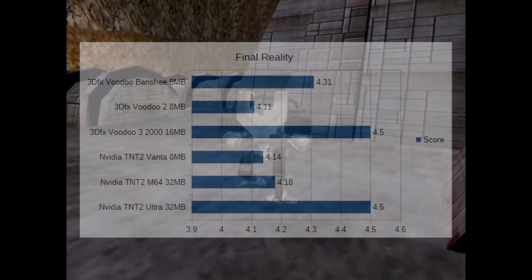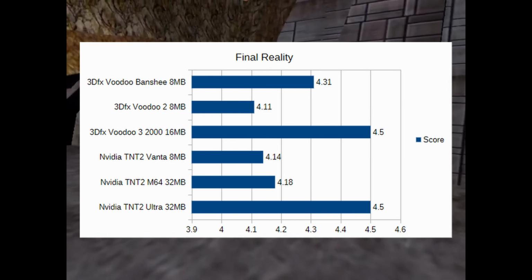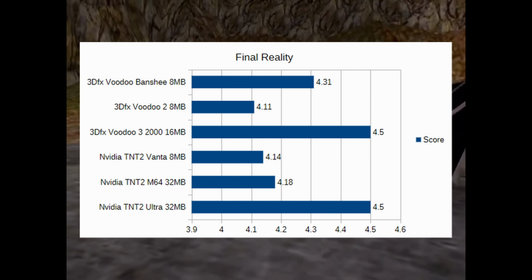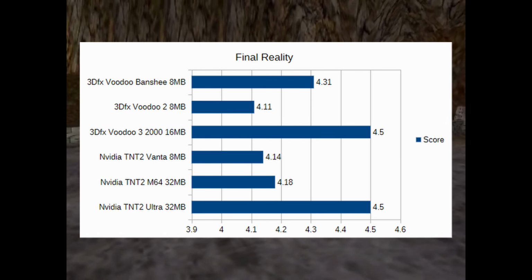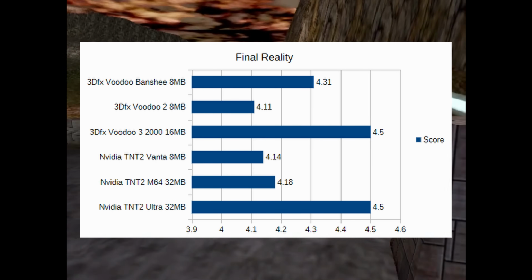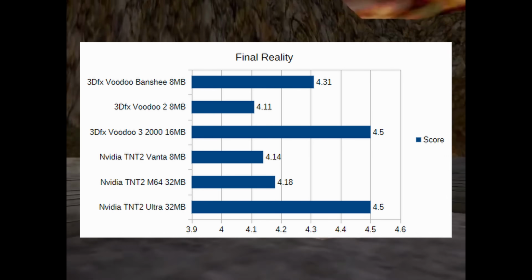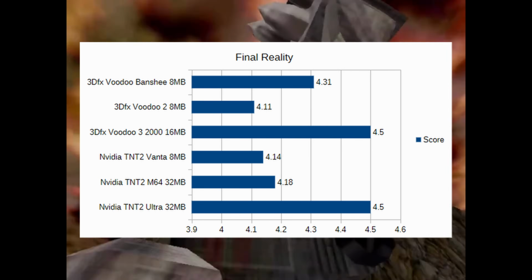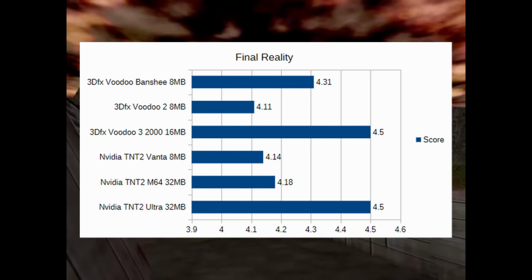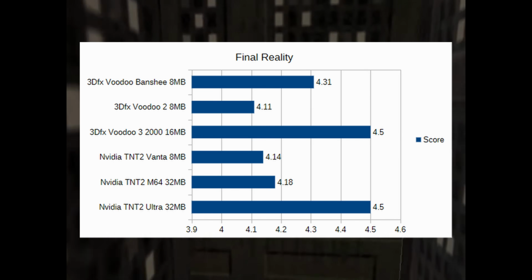So here are the scores for Final Reality. We've got both the Voodoo 3 and the TNT2 Ultra scoring 4.5, showing a bit of CPU limitation of the Pentium II 400. Not far behind, we've got the Voodoo Banshee with its 8 megabytes at 4.31. Lowest shown on this chart is the Voodoo 2 with 4.11, and the Vanta is not much in front with 4.14.